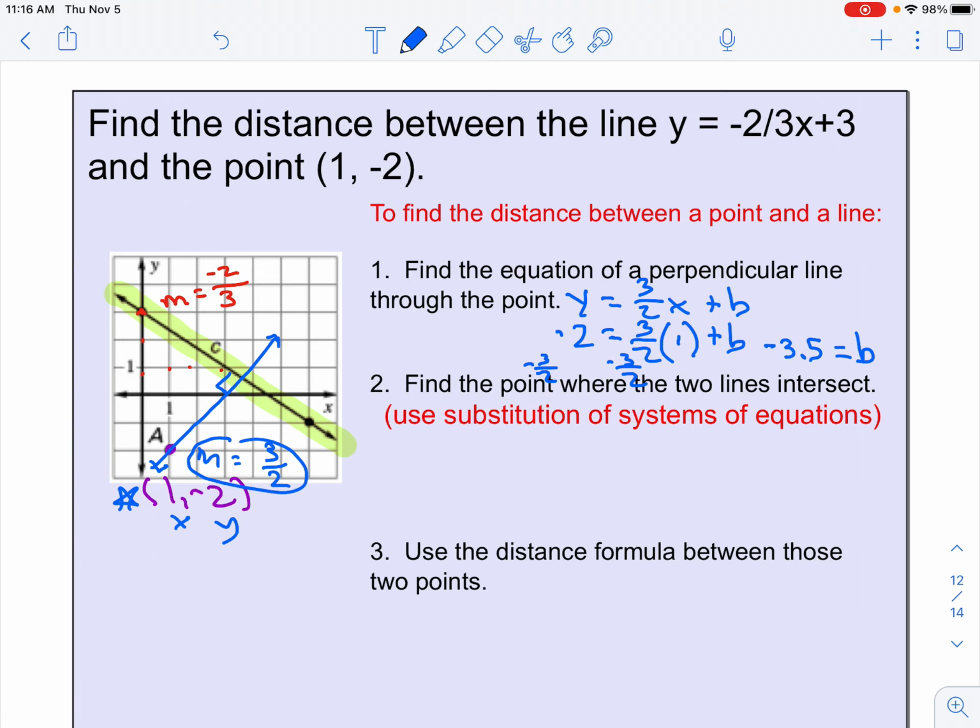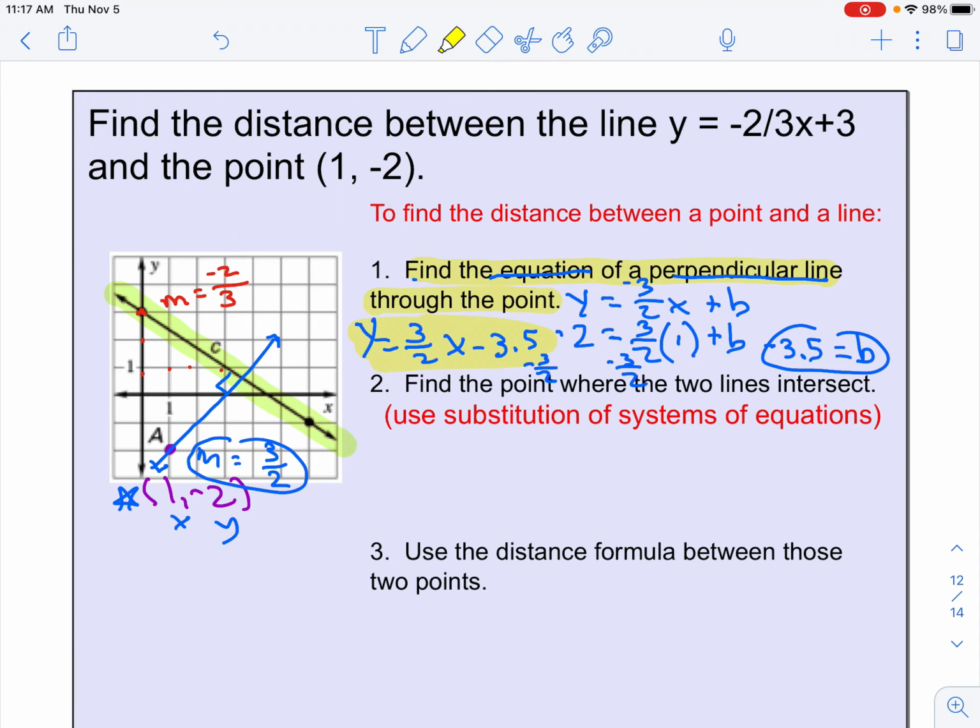So now I have my slope and I have my y-intercept of that line. So the equation of this line, the equation that's perpendicular to the line, would be y equals 3/2 x minus 3.5. So I'm going to highlight that. So y equals 3/2 x minus 3.5. That's the equation of the line that's perpendicular through that point.